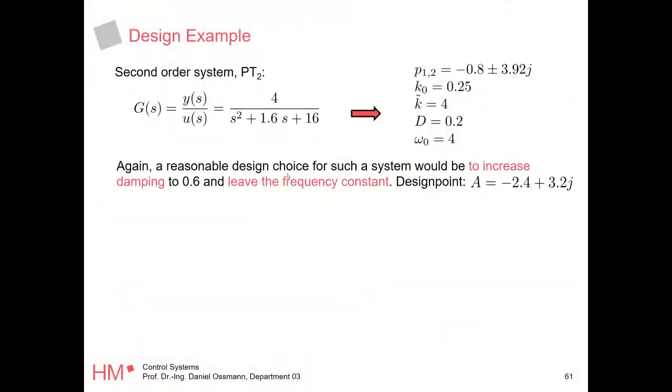Okay, so finally we want to do a design example. There you see how we actually do a design based on a root locus on paper. We're going to go back to our example on this PT2 system. Here nothing new. It's this PT2 system, eigenfrequency of 4, damping of 0.2. This K tilde is 4, the static gain is 0.25, and we've got our poles.